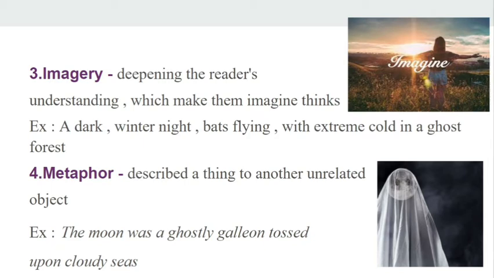Now the fourth device is metaphor. Metaphor is when we describe a thing as another unrelated object. Like we have given an example, "the moon was a ghostly galleon tossed upon cloudy seas." Here we compare the moon with a ghost, which is simply a contrast, but just to give it a quality, we compared it with a ghost. So this is the poetic device which is called metaphor.